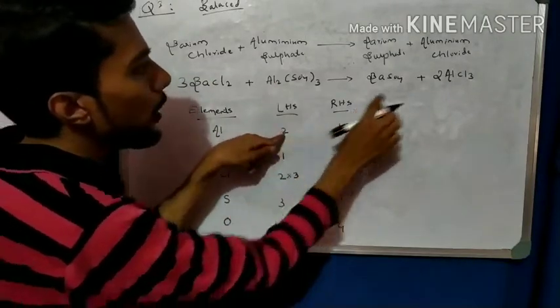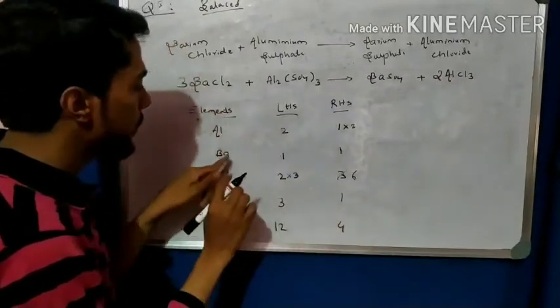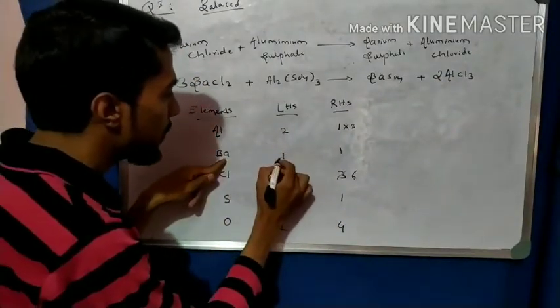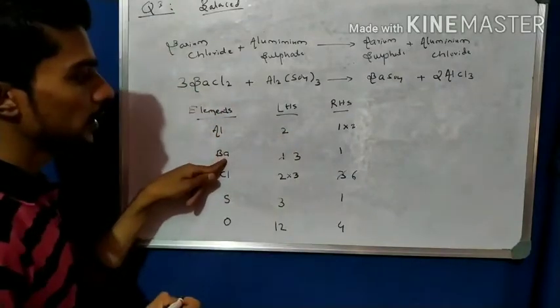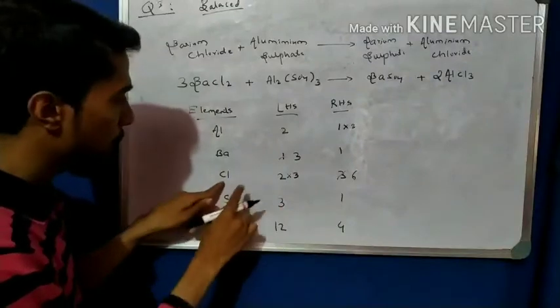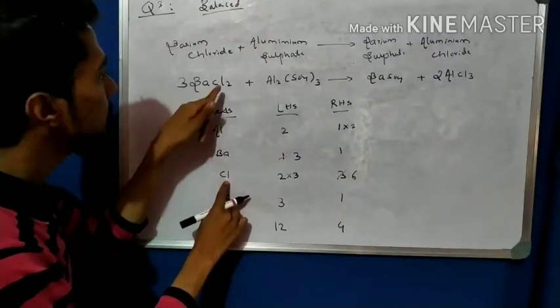2, 2, Al is balanced. Ba is now 3 on the LHS, but here it is 1. Again we have to balance Ba. Ba is disturbed here. Check Cl. How much is Cl?